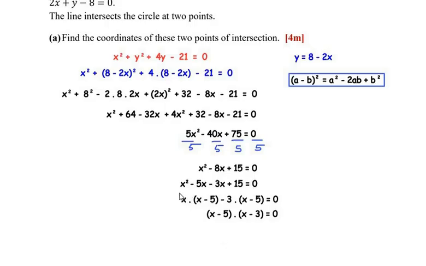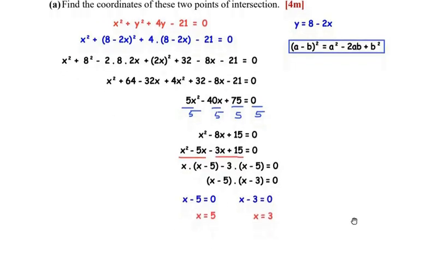Now let us group the terms. Let us group the first two terms and let us group the last two terms. Now from the first group we are going to pull out the common factor which is x. So we get x times x minus 5, and from the second group we have negative 3 as a common factor. So we have taken it out and inside the bracket we get x minus 5. So basically we get two factors over here, that is x minus 5 times x minus 3 equal to 0. Now equating each of these factors equal to 0, we get x minus 5 equal to 0.